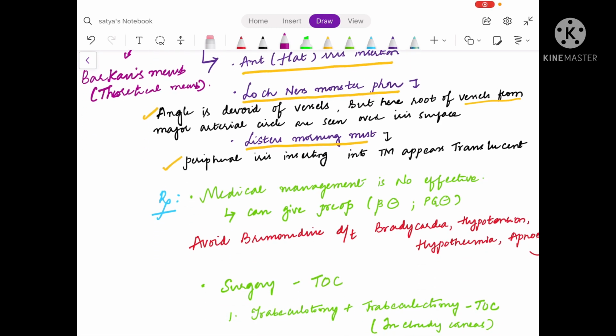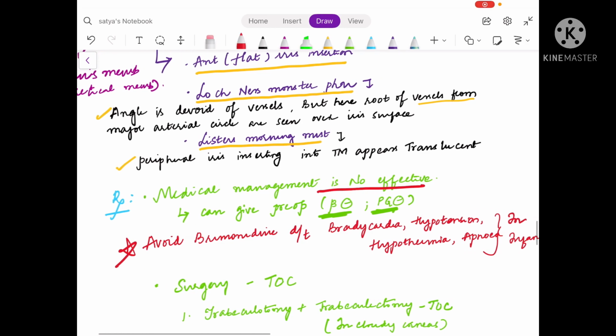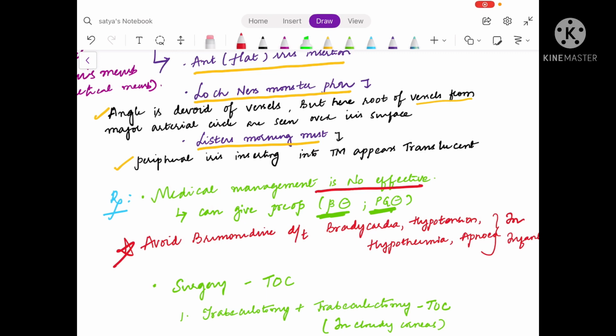Now coming to the treatment part, we will quickly get into the surgeries. Before that, I want to mention that medical management is not very effective, but we can give preoperative anti-glaucoma medications like beta blockers and prostaglandin analogs. Avoid brimonidine. This is very important. Avoid brimonidine due to bradycardia, hypertension, hypothermia and apnea in infants. So these infants, right? You have to avoid brimonidine.